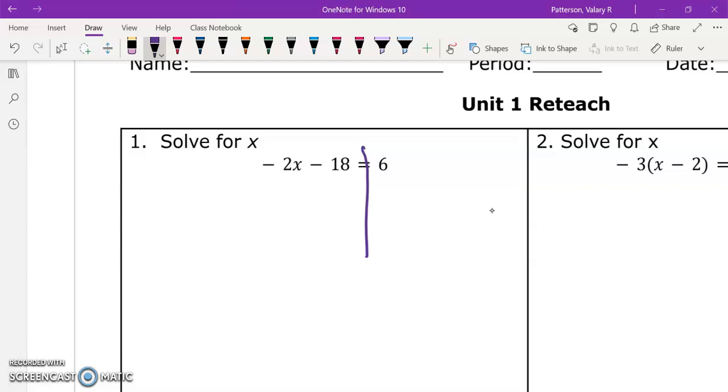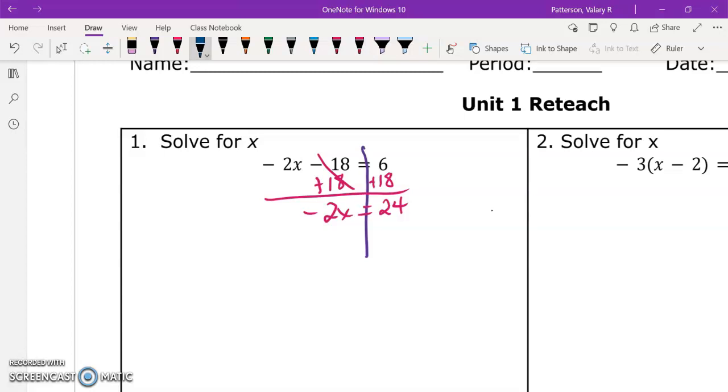The first question is solve for x, and here we have a 2-step equation. Draw our line first. The first thing we want to do is get our negative 2x by itself, and I have a negative 18, so let's move that by adding to both sides. Okay, that goes to 0. We have negative 2x equals 24.